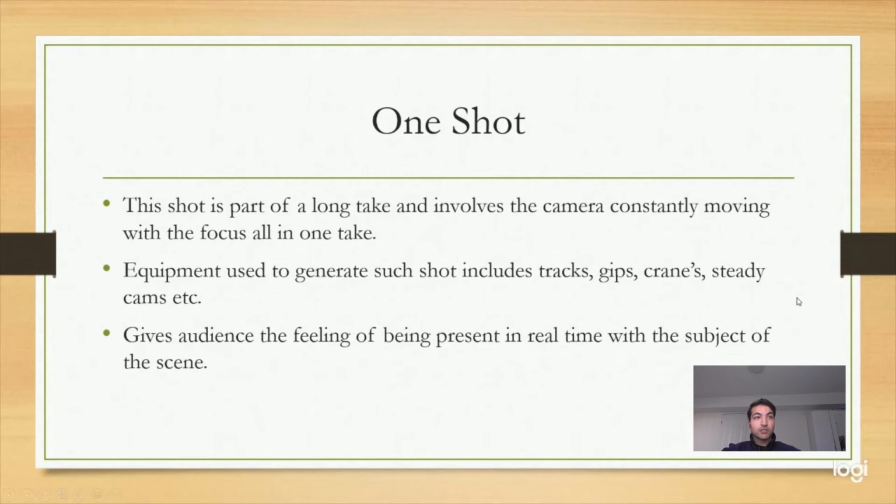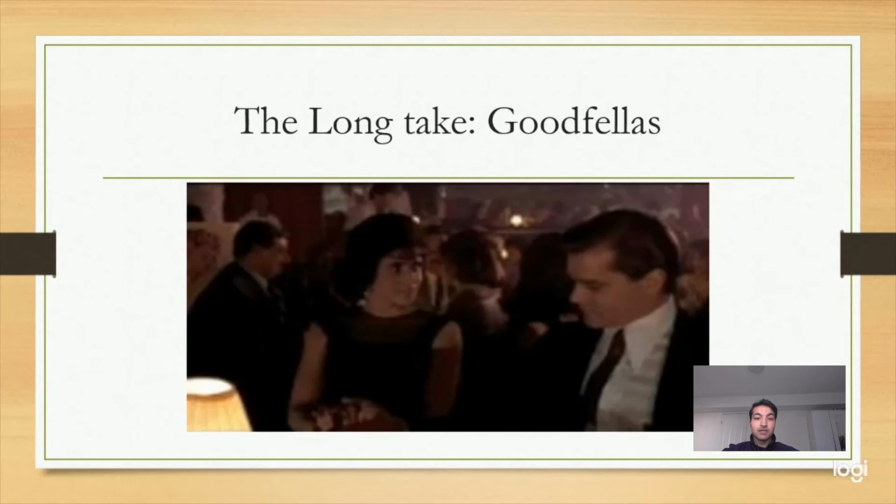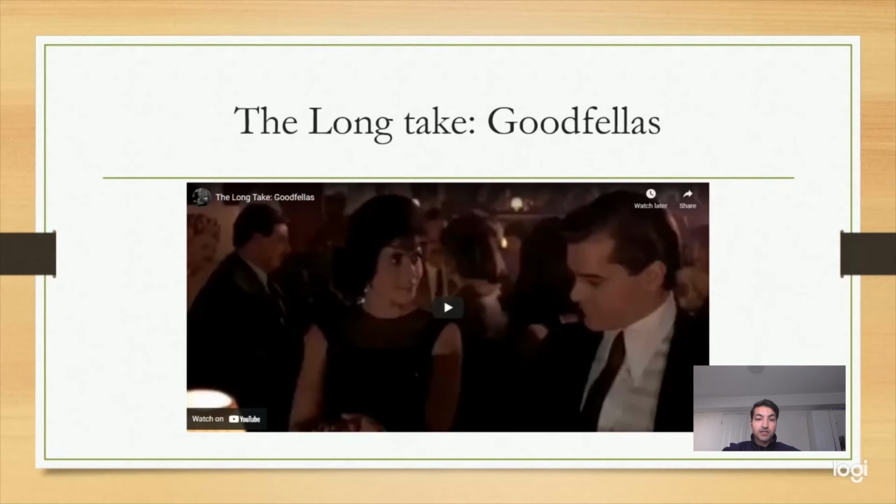So starting with the one shot, this is a shot that is part of a long take. It involves the camera constantly moving with the focus all in one take. And the equipment used to generate such a shot includes tracks, skips, cranes, steadicams, and such. This shot gives the audience the feeling of being present in real time with the subject of the scene. Here's a good example of Martin Scorsese using the one-shot technique in his film Goodfellas.